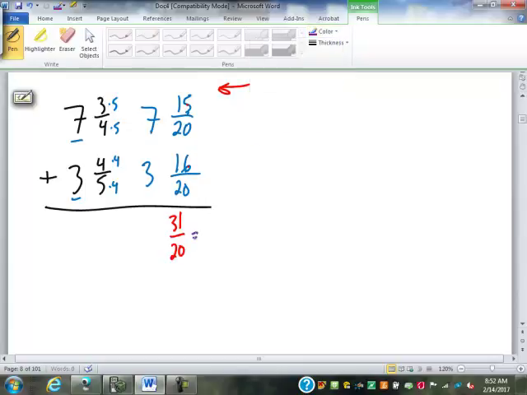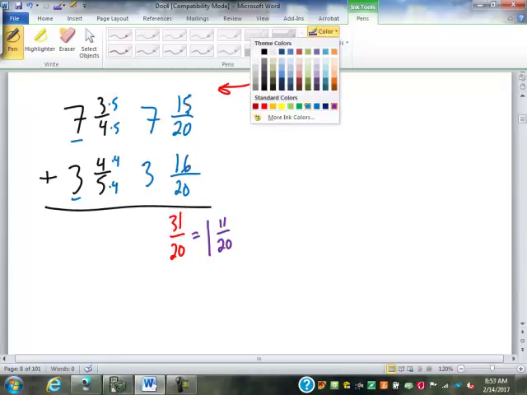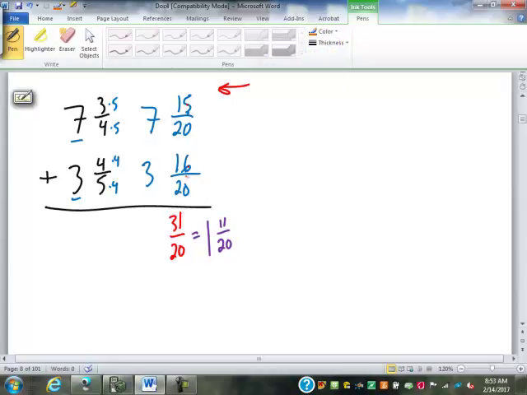What's my issue here? It's an improper fraction. I take 20 out of there how many times? Once, with how much left over? 11 20ths. So 31 over 20 is 1 and 11/20. Now, just like with any other addition, I'm going to keep the part that stays in that place value. This is the fractions place, so I'm going to keep the fractions, 11/20. I'm going to carry the whole number, the 1. 1 and 7 makes 8, plus 3 is 11. 11 and 11/20.